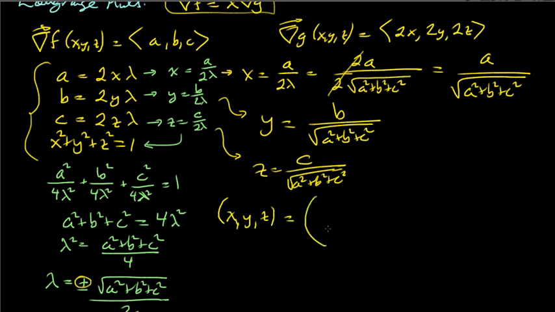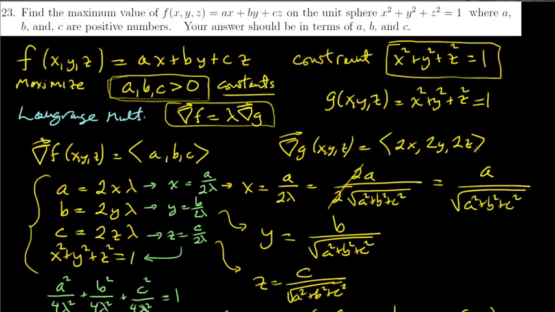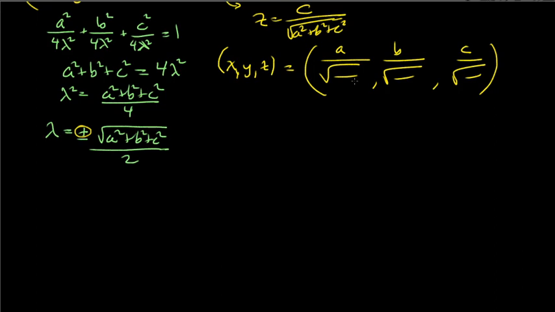These are just the coordinates. Oh, I hate writing out the square root again. We know what the square root is. So what's the maximum value of f? Remember what f is. f is just the function of x, y, and z. It's ax plus by plus cz.